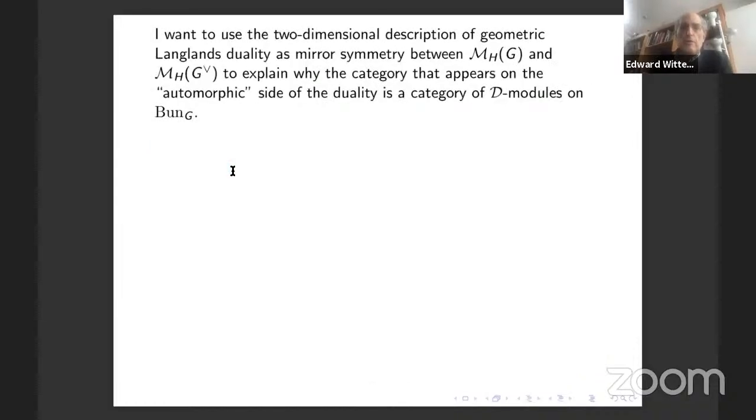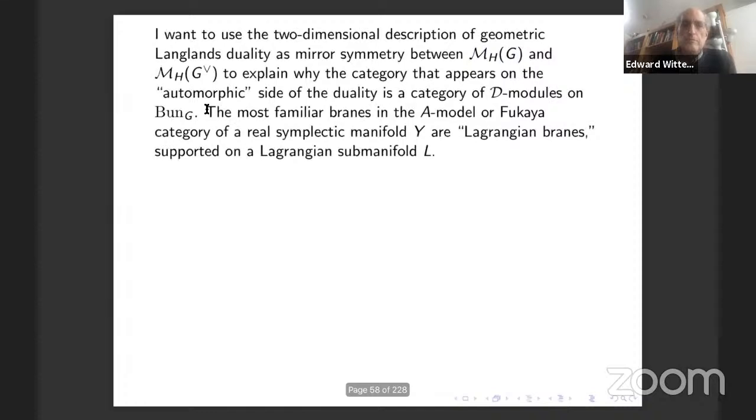Now, I want to use the 2-dimensional description of geometric Langlands duality as mirror symmetry to explain why the category that appears on what mathematicians call the automorphic side of the duality, which is this one, is the category of D modules on Bun G. So remember, on this side of the duality, we have an A model. So I have to explain why the A model, or mathematically the Fukaya category, is related to D modules. So the most familiar branes or objects in the A model are Lagrangian branes, which are supported on a real Lagrangian submanifold.